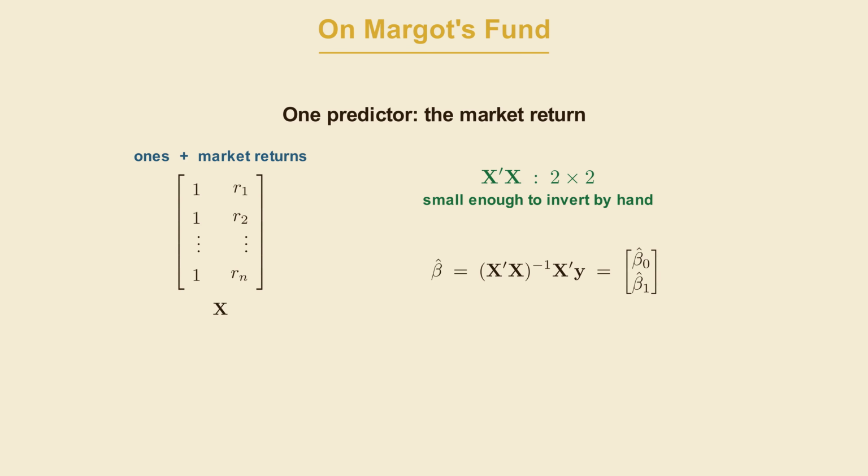And here's the reassuring part. Those 2 numbers are going to be exactly the intercept and slope that you get if you use the covariance over variance formula that we used before. The matrix machinery didn't change the answer, it just repackaged it. The slope itself is the fund's sensitivity to the market, it's beta. And a slope near 1 says that the fund roughly moves up and down with the market.